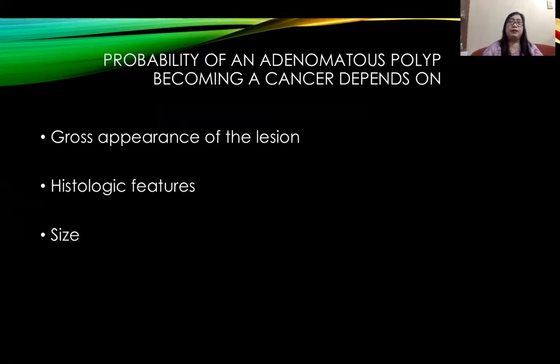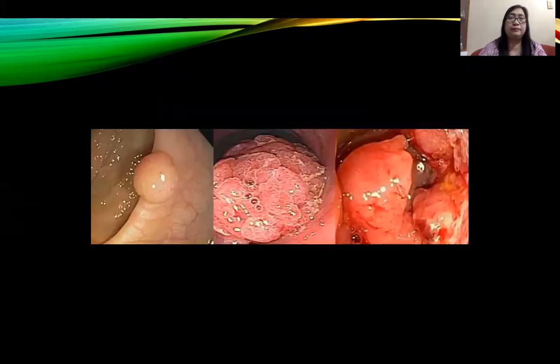What is the probability of an adenomatous polyp becoming cancer? It depends on the gross appearance of your lesion, the histologic features, and the size. So this is an example of your polyps. The first picture is said to be a sessile polyp. The middle picture is the colonic carcinoma, and the last picture is an ulcerative tumor or ulcerative cancer of your colon.